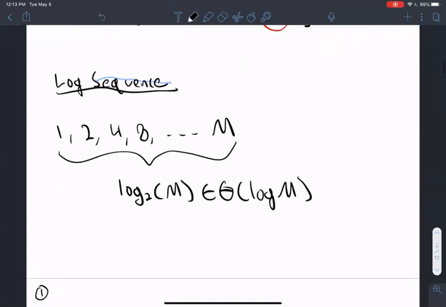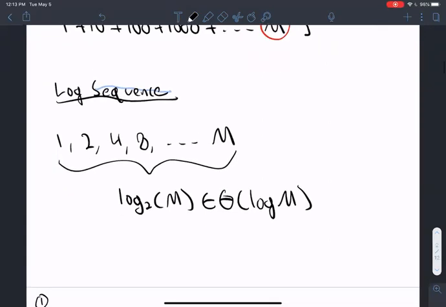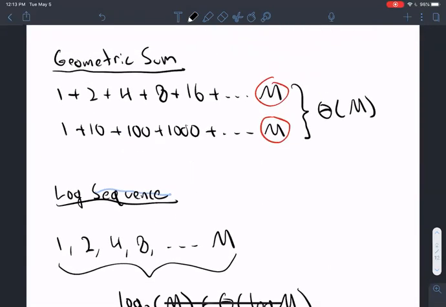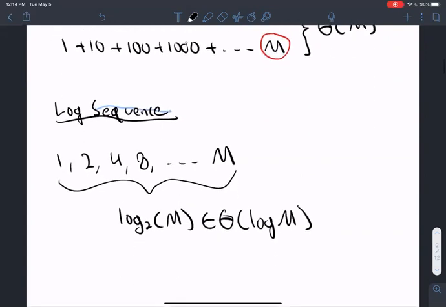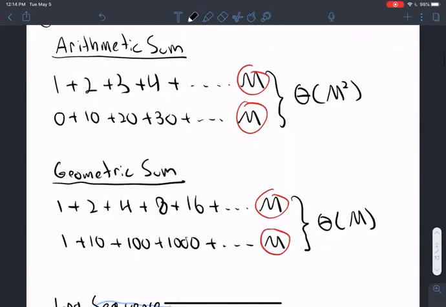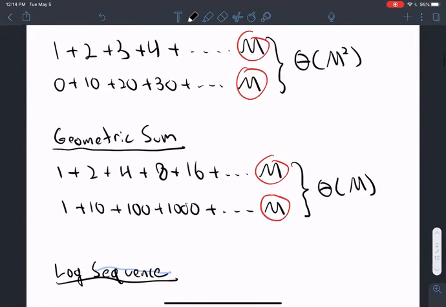Just like in the geometric sum, it didn't need to be by 2s. We could have been doing it by 10s or 100s or whatever, as long as it's some constant and you're multiplying between successive terms. Okay, so these are the only 3 math things that you need to know. When we do our asymptotic analysis, we'll see these sums pop up, and then we'll just use the formulas that we put here, without deriving them.